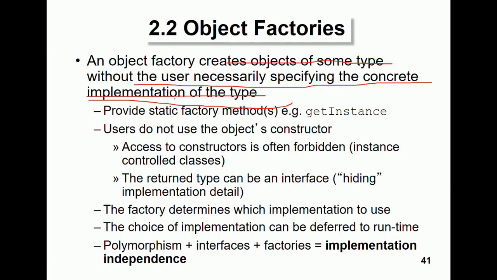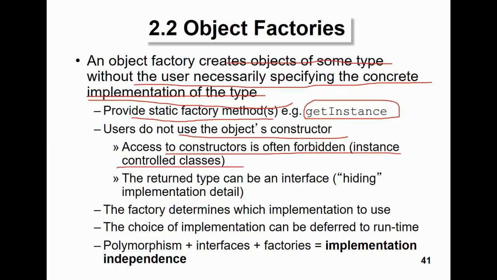So the way you create an object factory is that you provide something called a static factory method. Usually one of the most popular names to call those methods is just a getInstance method. It's just a simple method to create objects, and getInstance is a popular name for it. Users do not use the object's constructor. Access to the constructor is usually forbidden, so the instances are controlled, and you can only access them through your getInstance method. The return type can be an interface, hiding the implementation detail.